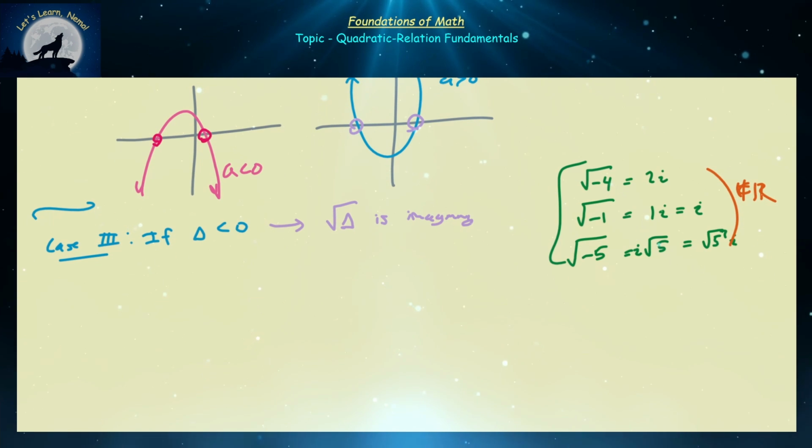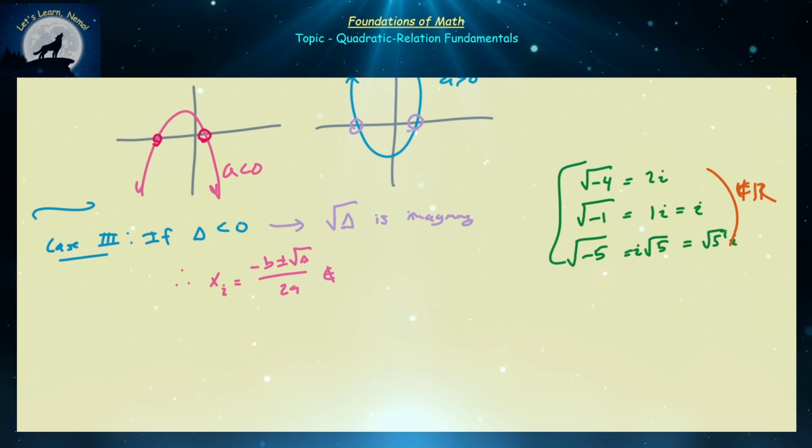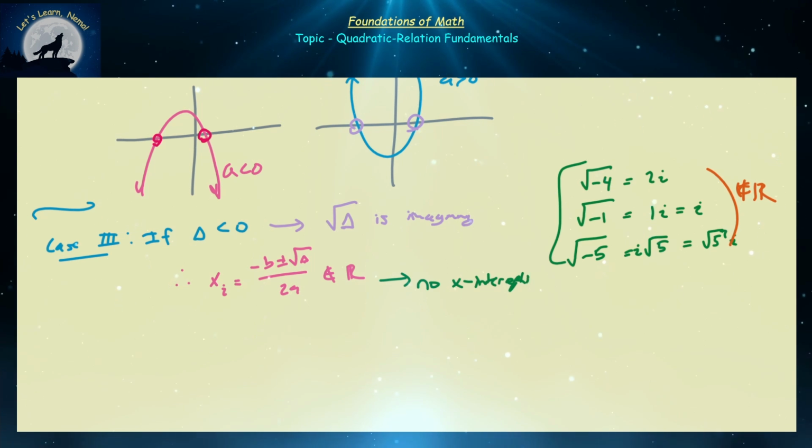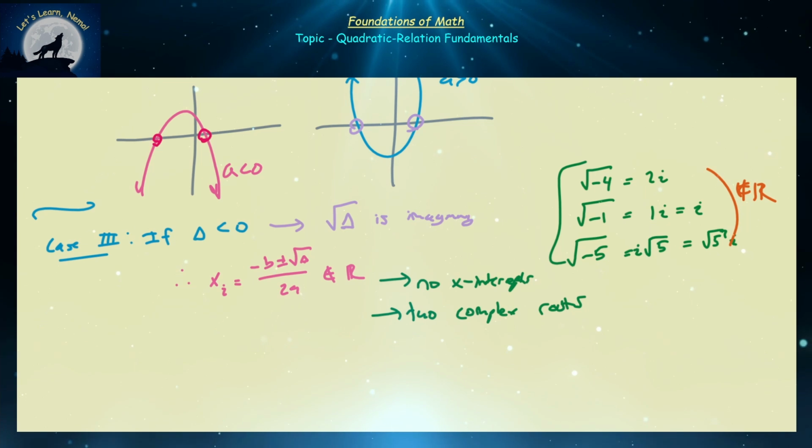So the square root of delta is imaginary. That means that our x-intercept, which is equal to negative b plus or minus the square root of delta all over 2a, is not on the real axis, right? So we can't say it has any roots in the real plane, so it has no x-intercepts, but we still say it has 2 roots, but we will say it has 2 complex roots.